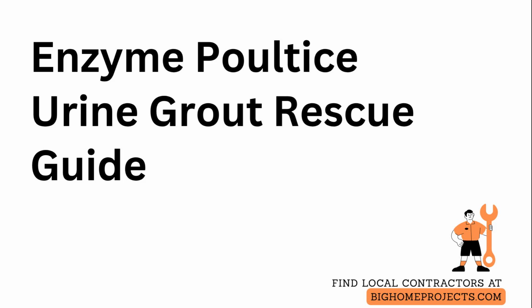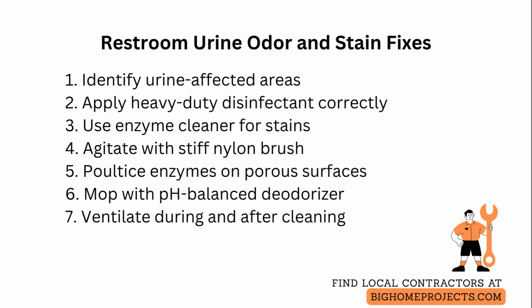Addressing strong urine smells and stubborn stains in restroom cleaning demands targeted action immediately. Start by identifying all urine-affected areas, including obvious spots on floors and walls, and less obvious zones like under partitions, behind toilets, and inside grout lines. For heavily soiled surfaces, apply a heavy-duty disinfectant rated for urine pathogens and follow the manufacturer contact time exactly to ensure odor-causing bacteria are neutralized.